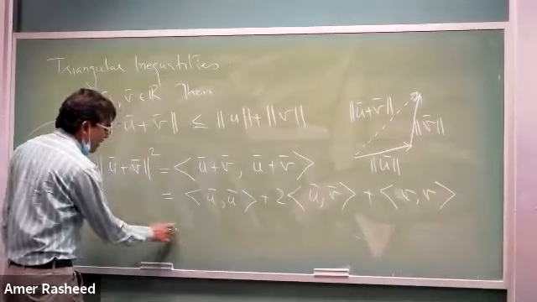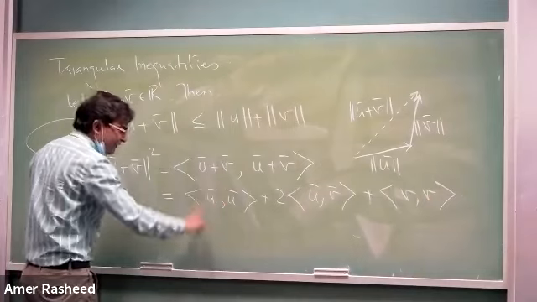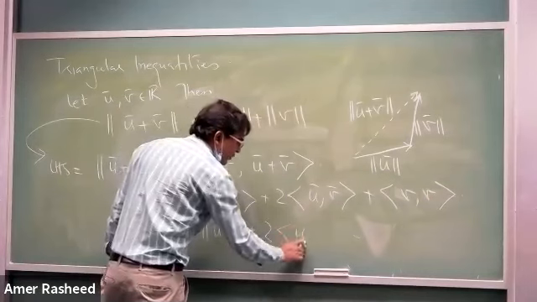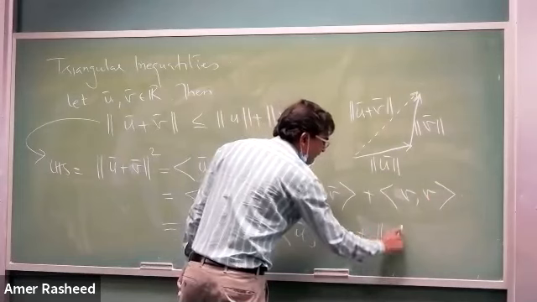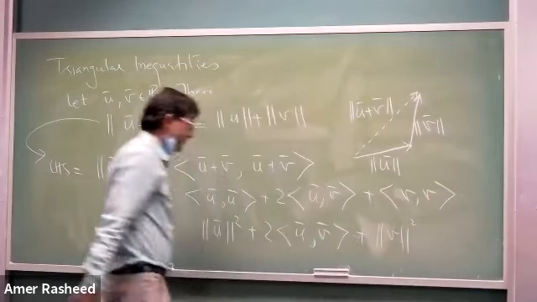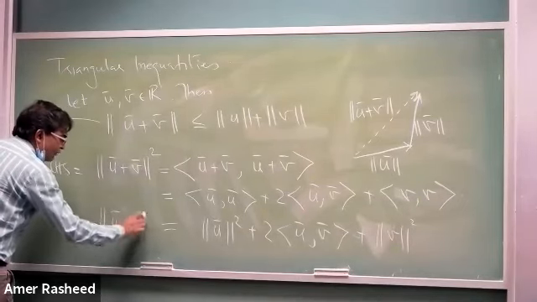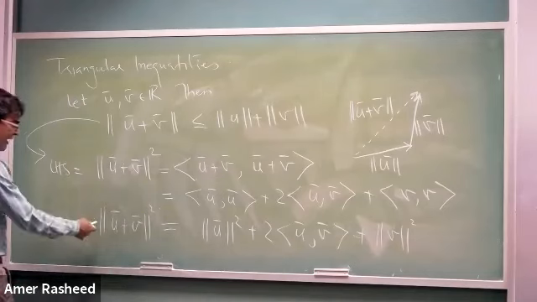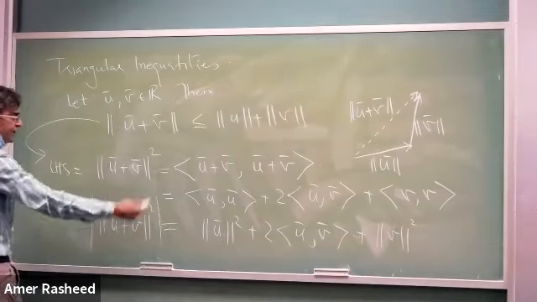And furthermore, we are going back to norm, and the inner product of u with u itself is what? This is the norm of u squared plus 2 times the inner product of u, v plus the norm of v whole square. Now, this is the norm of u plus v squared. Now, if you take the absolute value here, it doesn't change anything, because this is already positive.